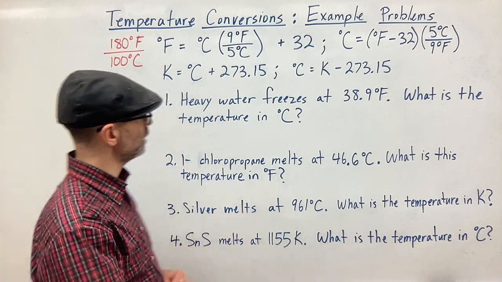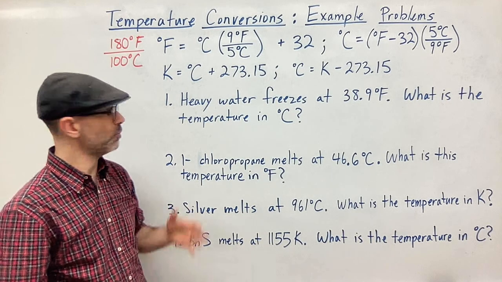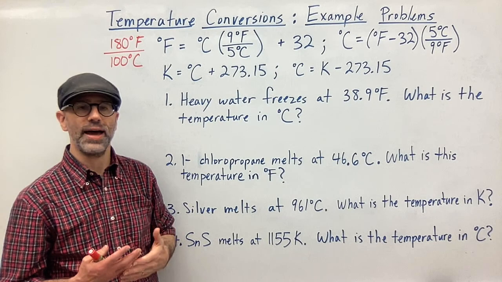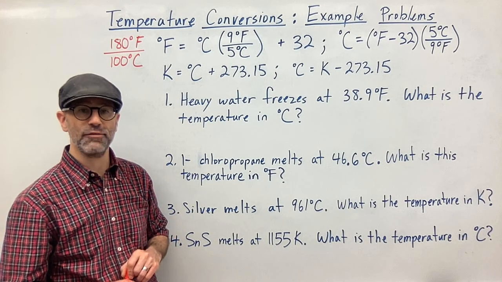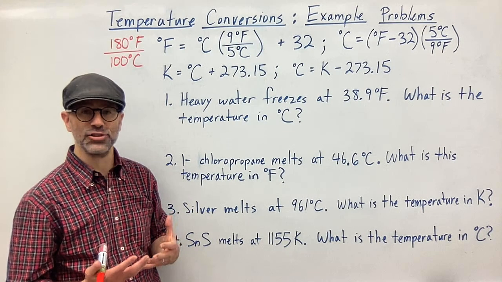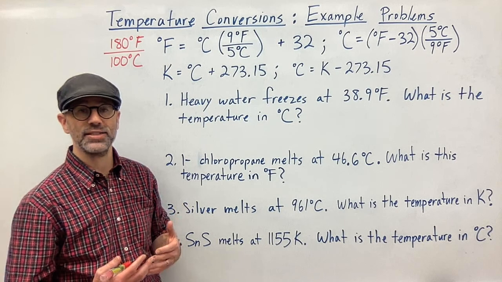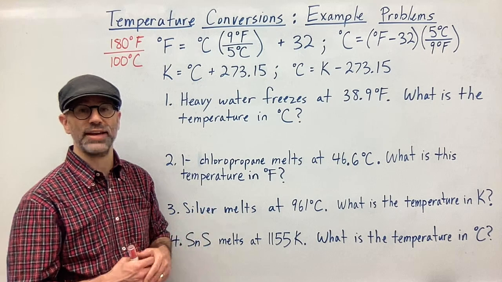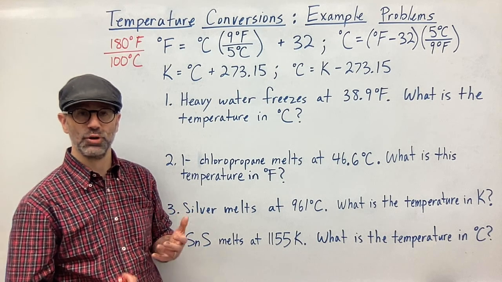Okay, so let's go ahead and get into some practice problems, some example problems here. So number one, we have heavy water. Heavy water, by the way, is water that is heavier than normal because instead of having normal hydrogen atoms, it has heavier hydrogen atoms in the water. Remember, water is H2O. So in this case, the hydrogens are deuterium. They have an extra neutron, so they're heavier, and we call that heavy water.